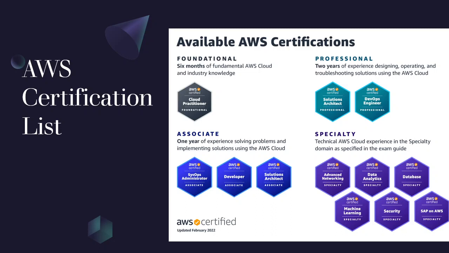Because when you do professional certification, that's the end, right? So it is assumed that you know every nook and corner, every inch and bit of the AWS services. And then the specialty certification, AWS provides another 6 certificates on the specialty: on the networking side, data analytics, database, machine learning, and security, and SAP on AWS.